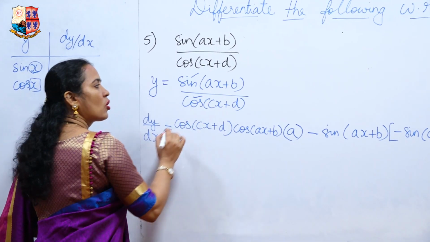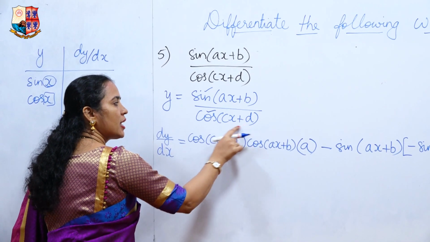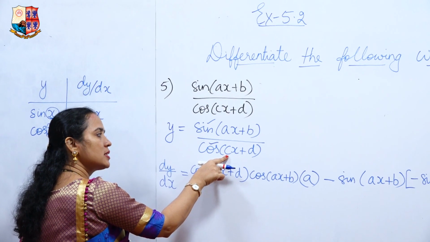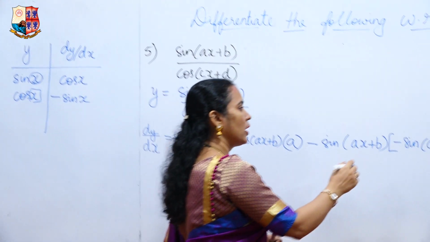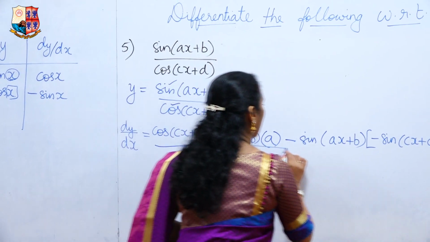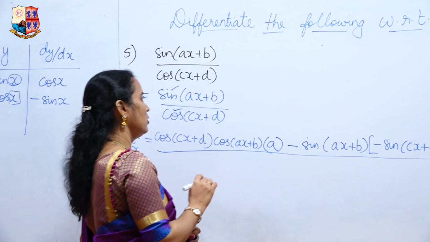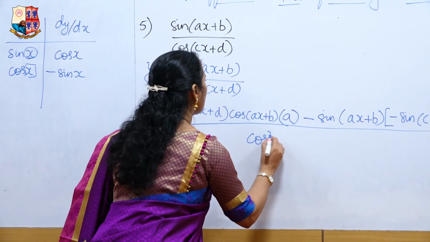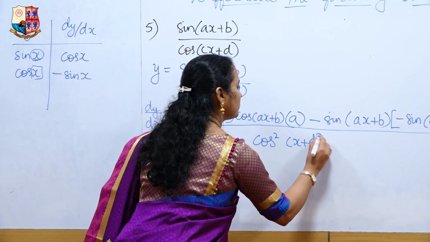Now done with cos. Now differentiate cx plus d. Again constant in multiplication will remain as it is, x when you differentiate 1, so you will get here c. The entire function upon square of the denominator, cos square cx plus d.